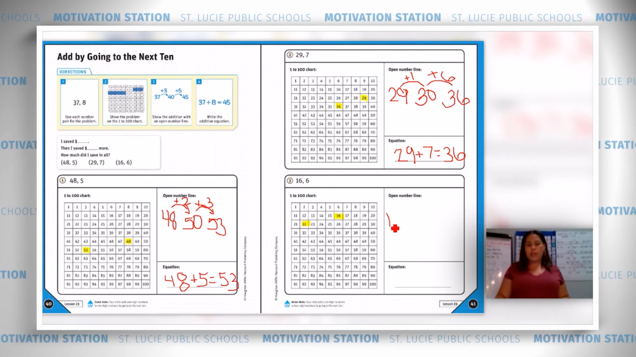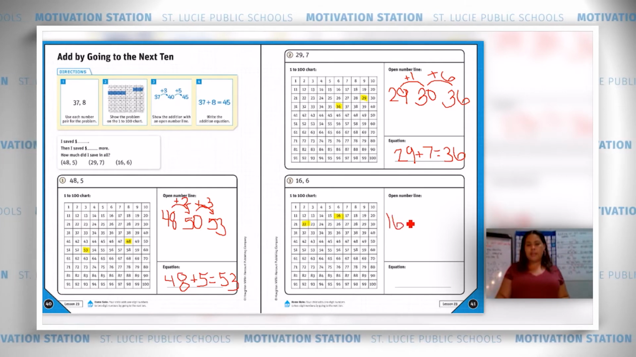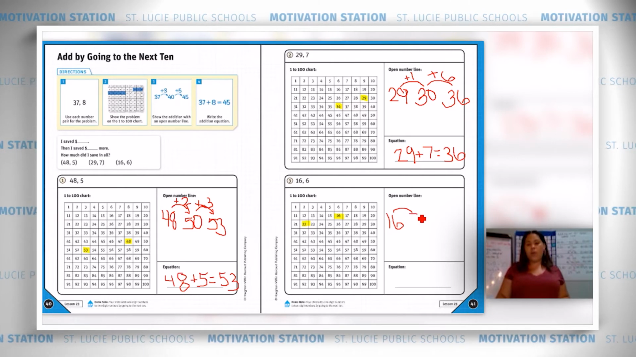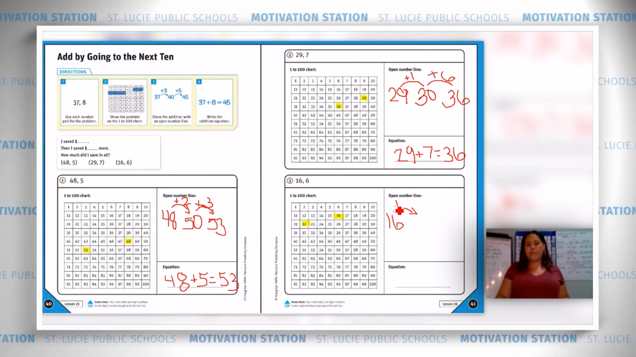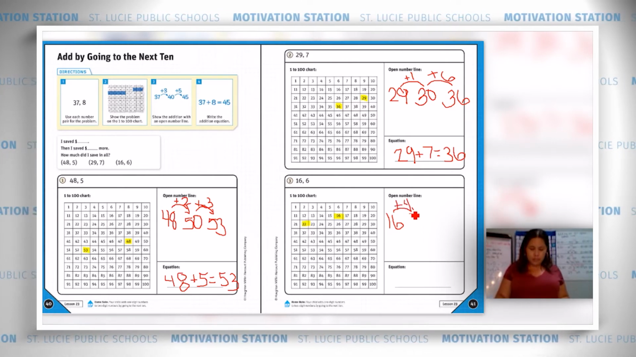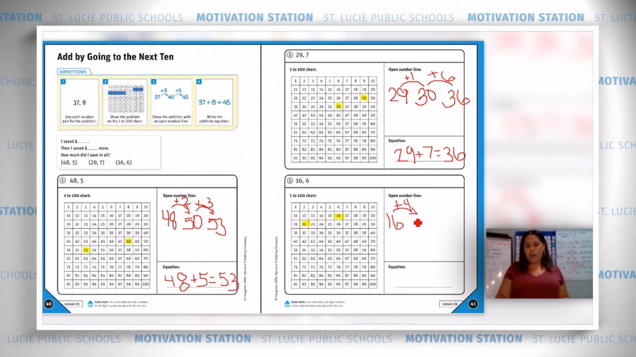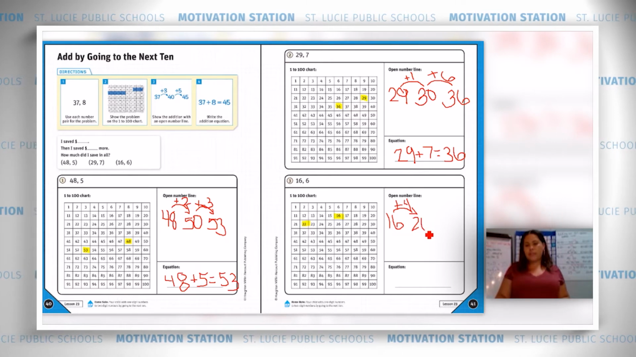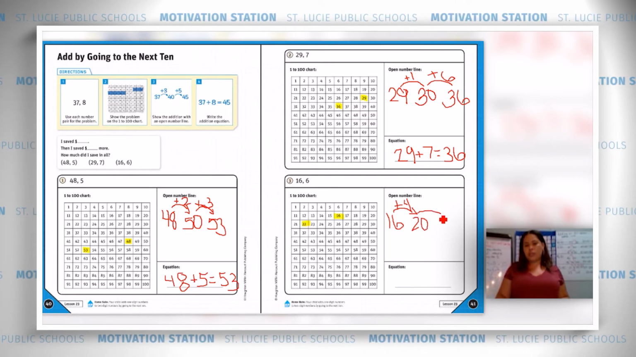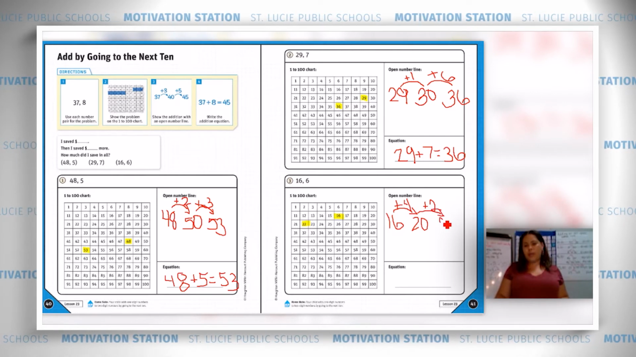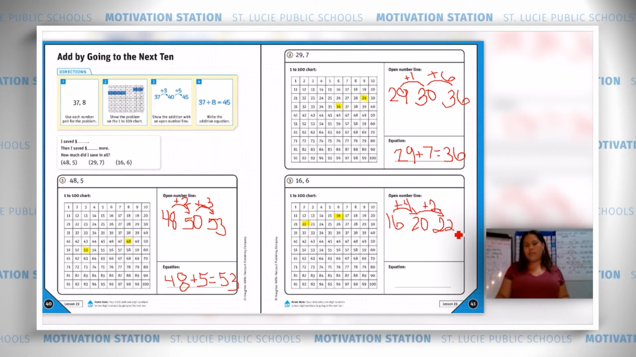Okay, and our open number line, 16. We hopped how many spaces here? 4. Plus 4 got us to 20, yes. Plus 2 more. And we are at 22.